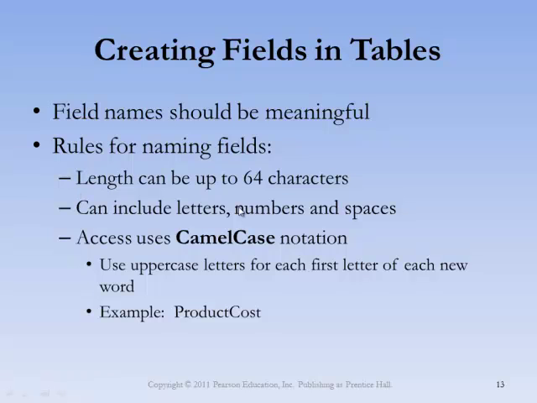You can have numbers. You can have spaces, but I really strongly suggest you don't have spaces. Access allows that, but it just causes more trouble later on when you're trying to use those fields. Use camel case notation. It's usually a fairly standard way. Here's a field called ProductCost. It's where the first letter of each word in the name is capitalized. That works the best in my opinion.